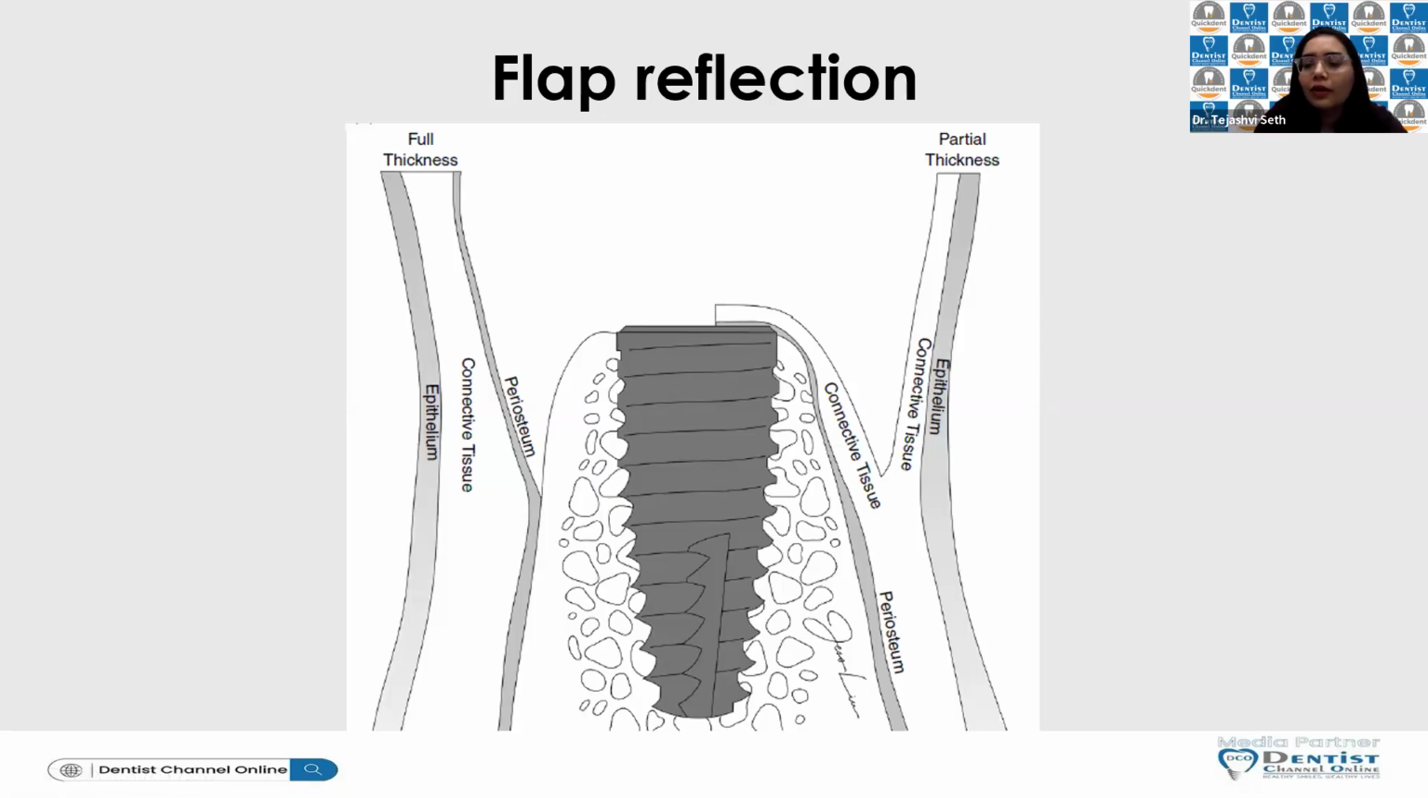If you just go on reflecting a partial thickness in a thin biotype, ultimately there will be some amount of flap necrosis, because the connective tissue which is required to give ample blood supply will be hampered. So your flap will ultimately necrose.